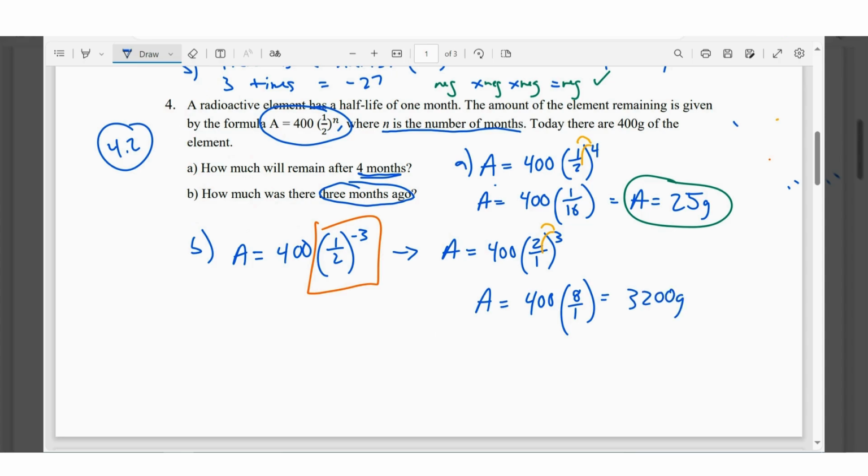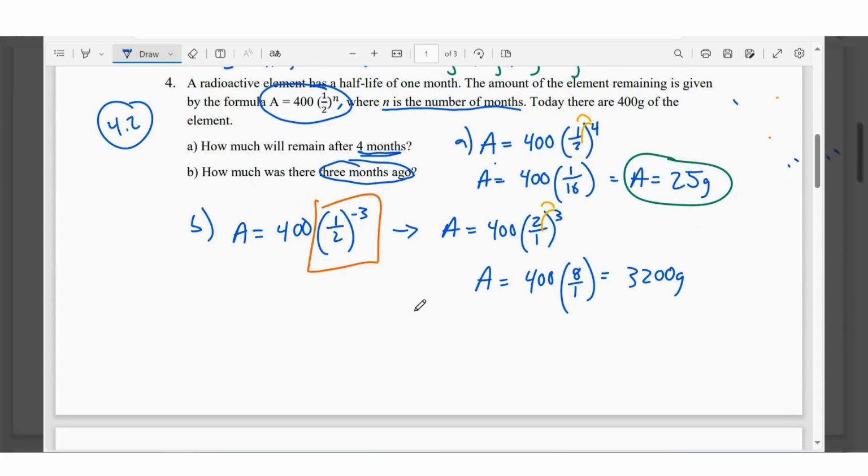And does that make sense? Yes, 3 months ago we had even more of this, and then it halved to 1,600, then halved again to 800, and then halved to 400. So there you go. I think it's good to ask yourself, just like in any math question, at the end, does it make sense?